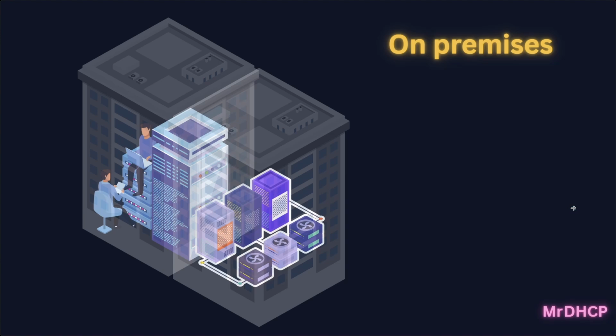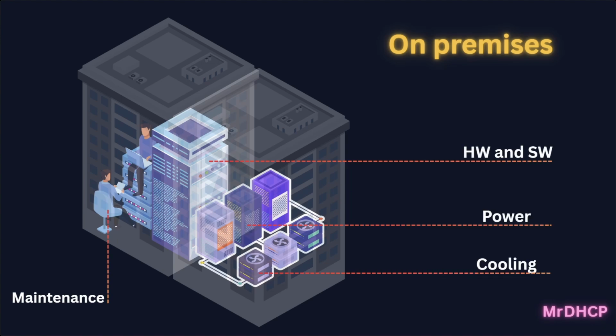On-premise and cloud. This distinction refers to where your network infrastructure and services are hosted. On-premise means your organization owns, operates, and maintains the physical hardware and software on your own premises. You have full control but also full responsibility for everything, including power, cooling, security, and maintenance.